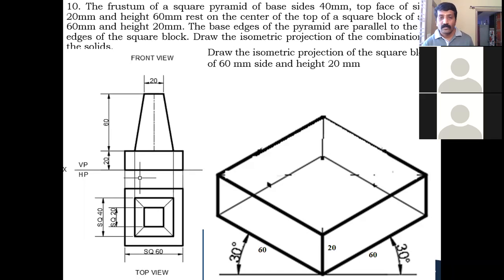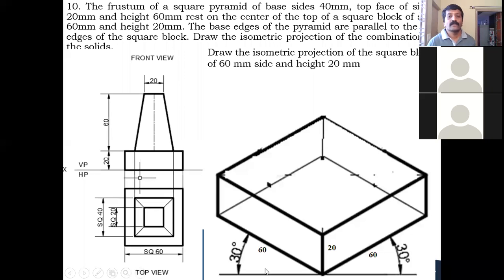Okay. So after cutting it at isometric 20 in length, now you join these points, so you're going to get one more square. This completes the isometric position of your square block, that is the base solid. After this, above this, we need to place the square frustum of a square pyramid.